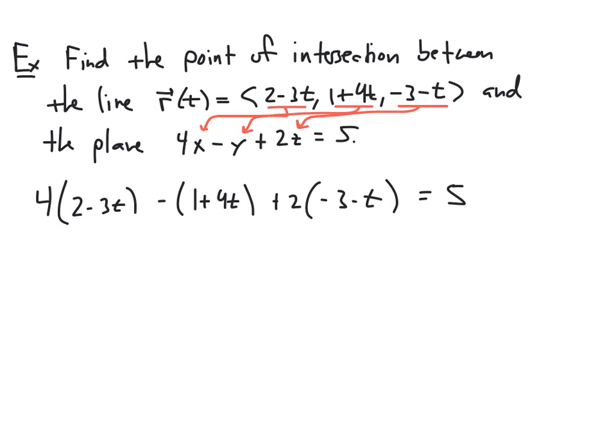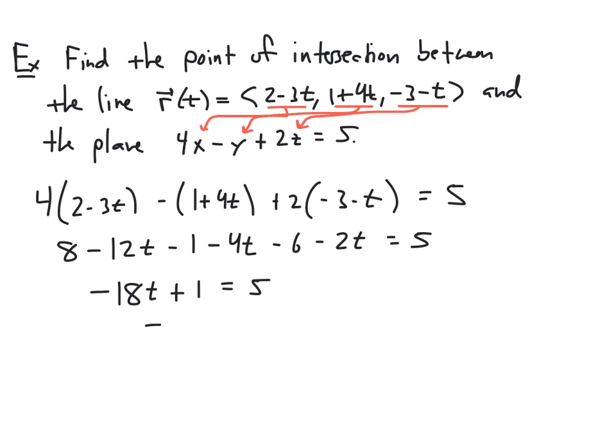And so when we go through here, we're going to distribute. So we have 8 minus 12t minus 1 minus 4t minus 6 minus 2t equals 5. So we have negative 12t minus 4t minus 2t is negative 18t. And then I have 8 minus 1 minus 6, so that would be 1. And so negative 18t is equal to 4, and therefore t is equal to negative 4 over 18, or negative 2/9. Right? So the intersection point has to satisfy the value of the parameter of negative 2/9. So we're just going to compute r of negative 2/9, and this will give us the point on the line corresponding to this particular value of t.